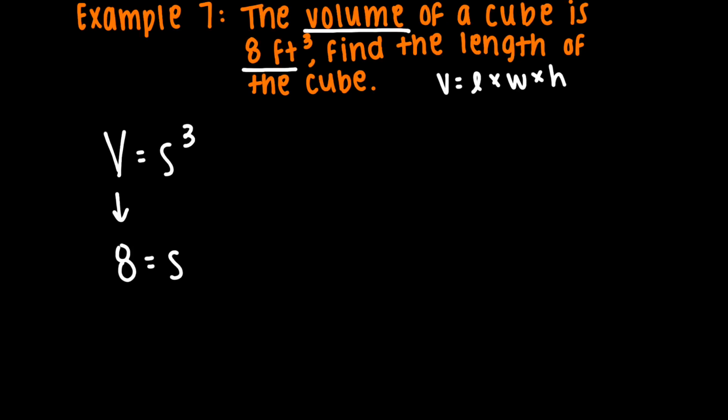And it's still equal to side cubed. Now what this is saying is I need a number that when I multiply it by itself 3 times, I'm going to get 8. Now you could do guess and check if you wanted to.